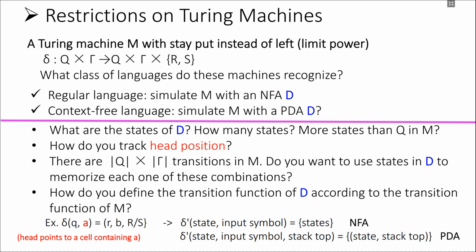For each transition, delta(Q, A) equals (R, B, S), where S means stay put. How do you define the transitions of D to accomplish the same results? Remember here A means the head points to a cell containing A, so it is the head position.